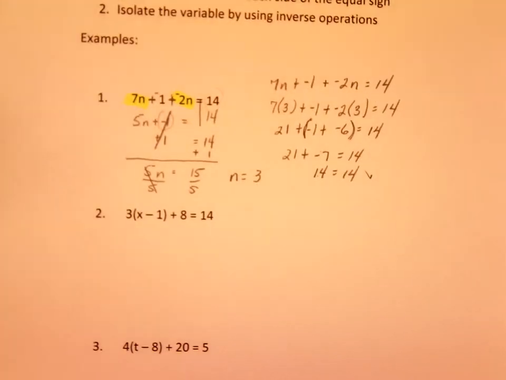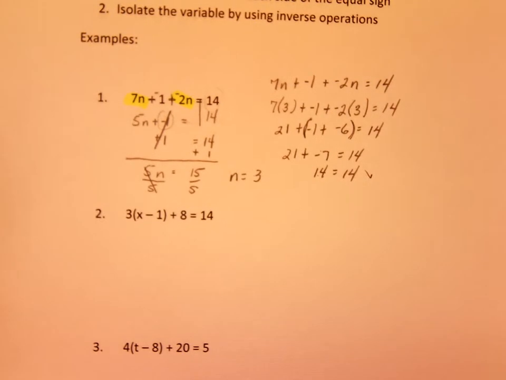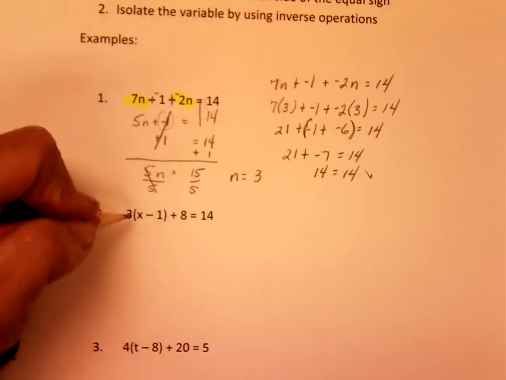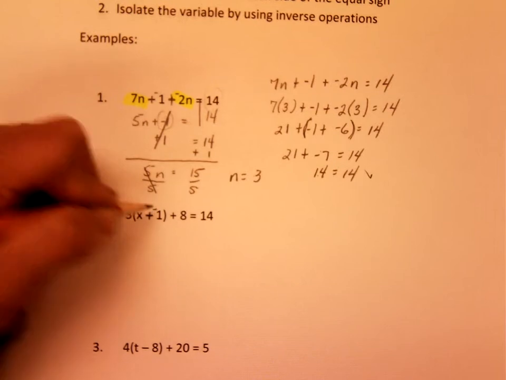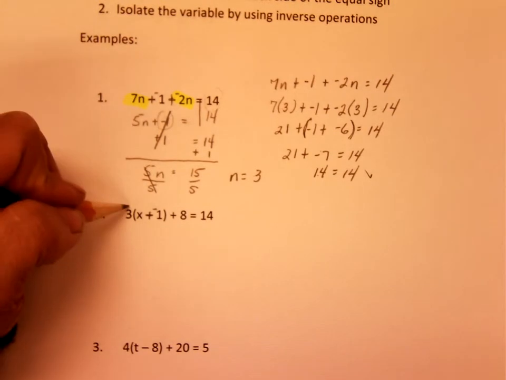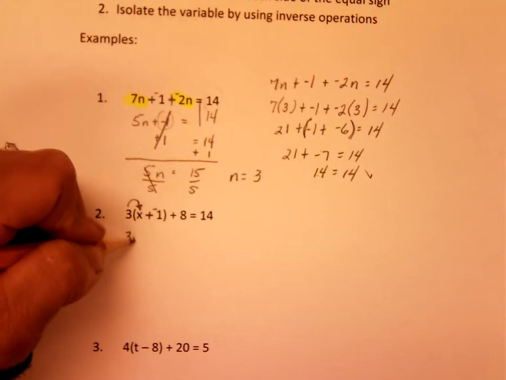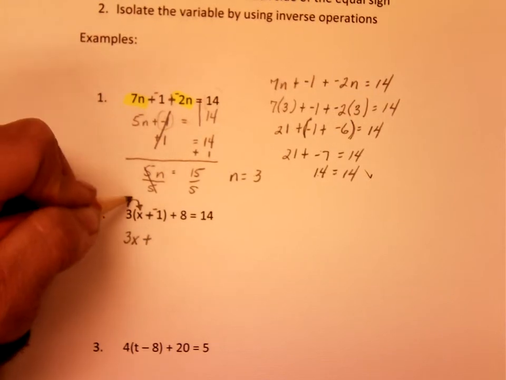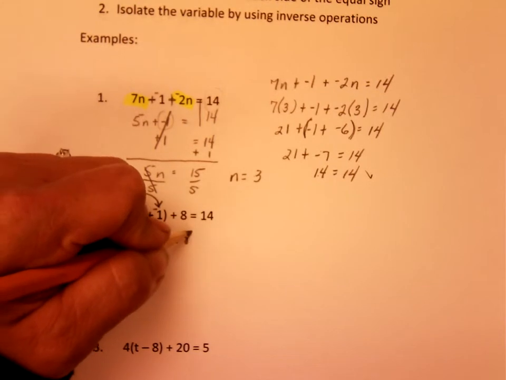Number 2 says 3 parentheses x minus 1 plus 8 is equal to 14. So first ask yourself, is there a distributive property? And your answer is yes. But before I start distributing, I'm going to make my subtraction sign addition and make this a -1. So now I'm going to distribute. 3 times x is 3x plus 3 times -1 is -3. Everything else I'm going to copy down.